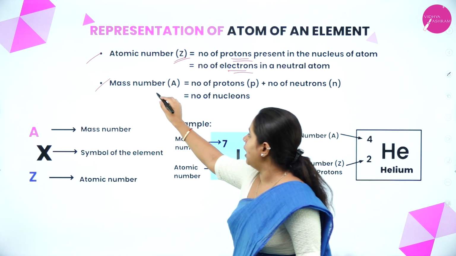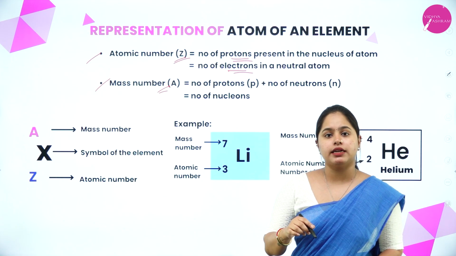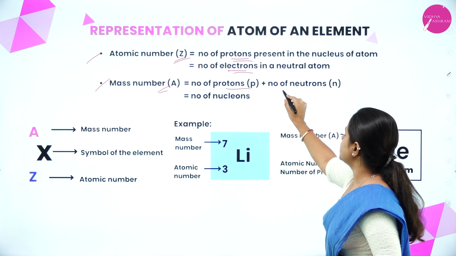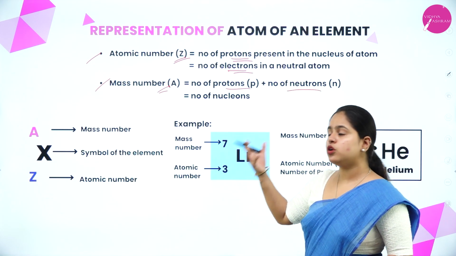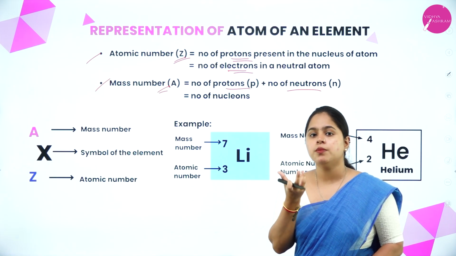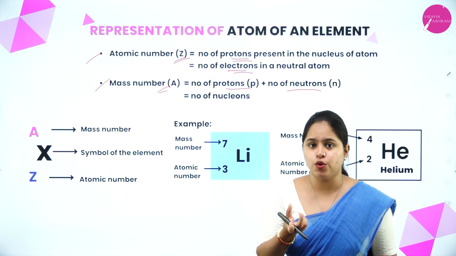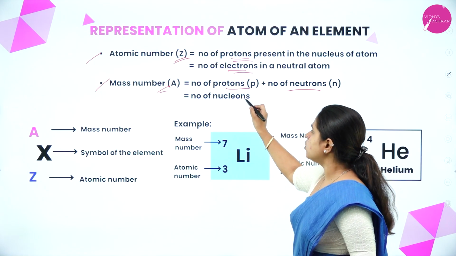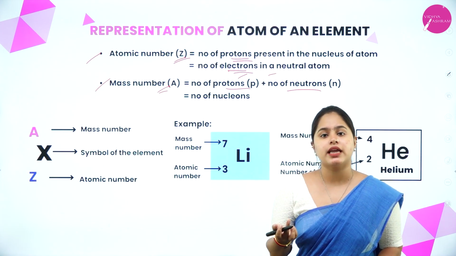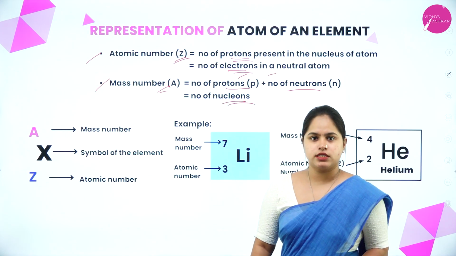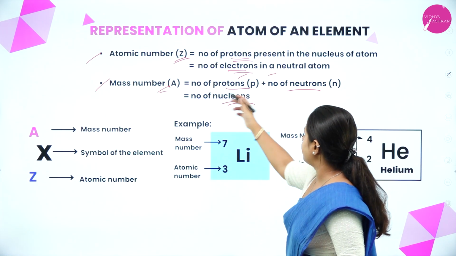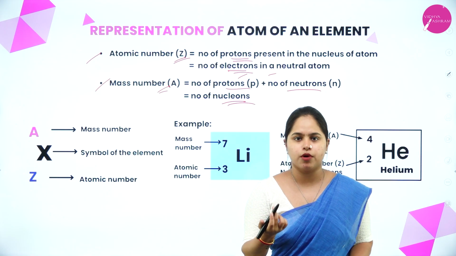Now the second term is mass number, which is represented by the capital letter A. That is equal to the number of protons plus number of neutrons. Protons and neutrons are present inside your nucleus, right? We studied that the mass of the atom is mainly due to the mass of the nucleus. So it is equal to the number of protons plus number of neutrons, and protons and neutrons together can be called nucleons, as they are present inside the nucleus. So instead of writing like this, you can also write it is equal to the number of nucleons.